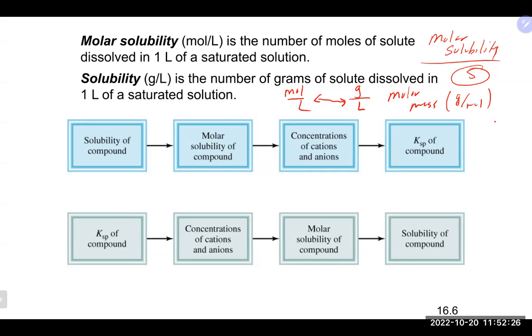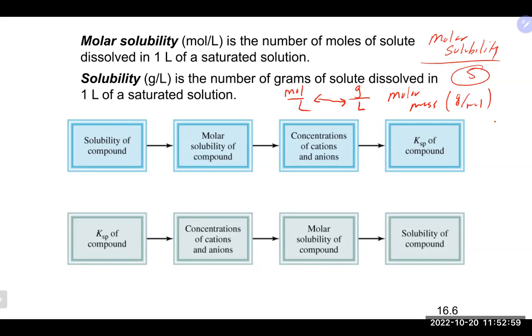So there are two types of problems. One type of problem is you're asked to calculate the KSP for the compound. To do that, you would want the molar solubility, or moles per liter, of each of the ions that are present, and then you can put it into the KSP expression. When you're asked to calculate the KSP, you don't necessarily have to do an ice table. You can, but you don't have to.